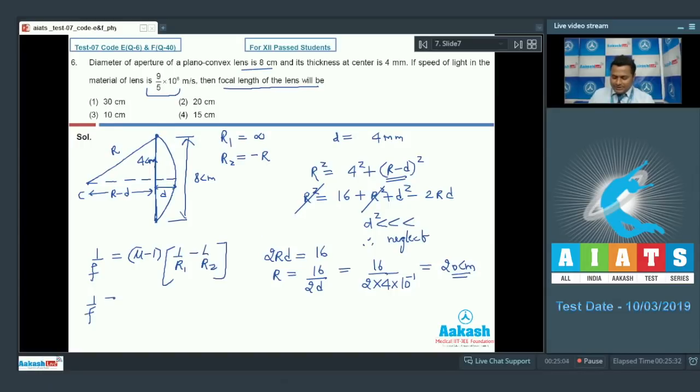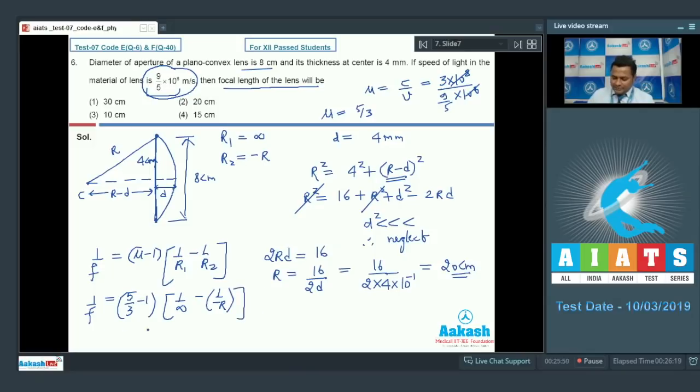Now for 1 by f we need mu, which we can calculate from the speed of light in that medium. Refractive index of any medium mu equals c divided by speed of light in that medium. C is 3 into 10 to the power 8 meter per second divided by 9 by 5 into 10 to the power 8 meter per second. After solving, we will get the refractive index of the material of lens, that is 5 by 3. So plug the value 5 by 3 right here. We get 5 by 3 minus 1, R1 tends to infinity, minus of R2, that is minus R.